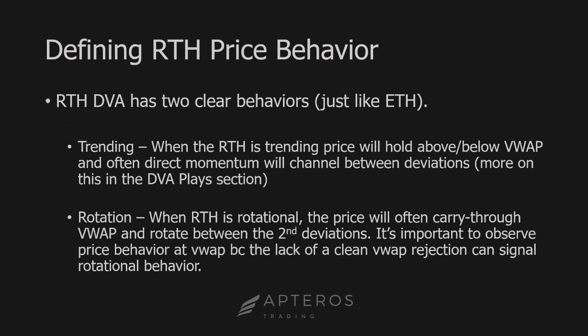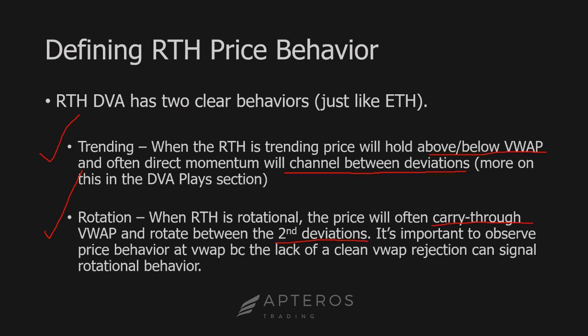So let's define the basic price behavior that we might see with RTH DVA. Just like ETH, it has two clear price behaviors I see as trending and rotational. Whenever it's trending, RTH will often hold above or below the VWAP, and the direct momentum will often channel between deviations. So in a trending environment, we're holding significantly above or below VWAP, with a pattern of channeling between deviations. In a rotational environment, price often carries through VWAP without much consideration for it and rotates between two deviations. Often it's the second deviation, could be the first deviation if the market's slower that day.